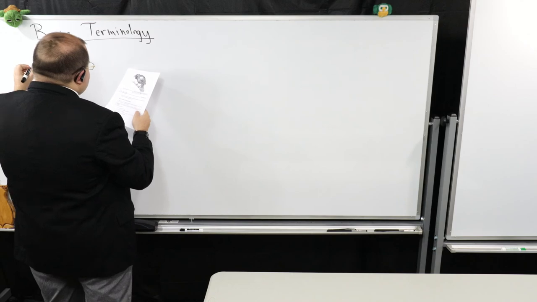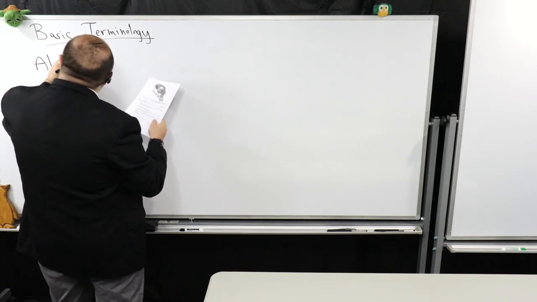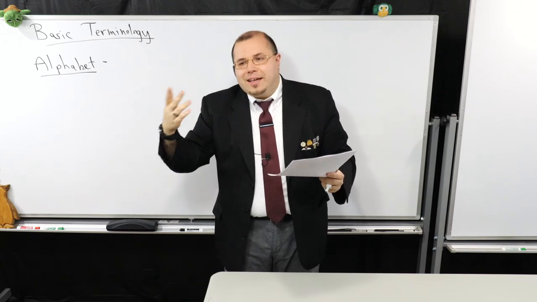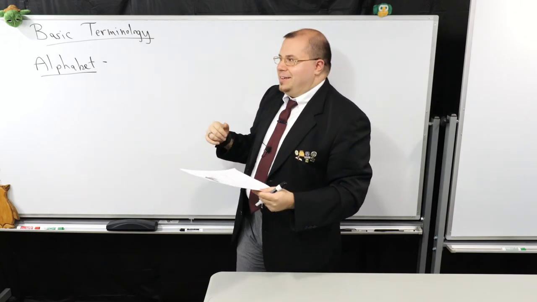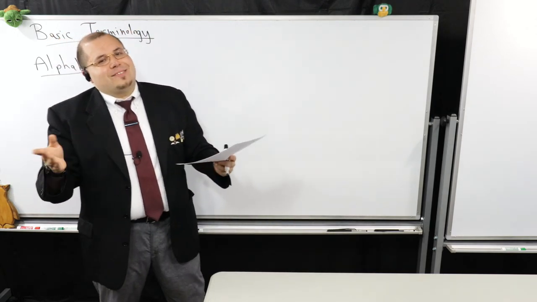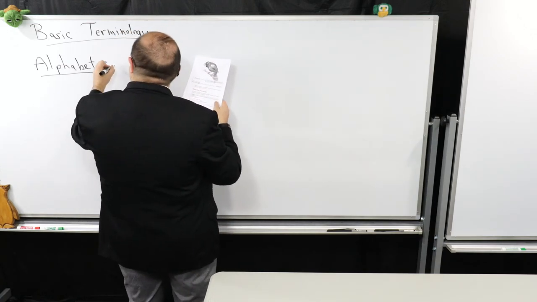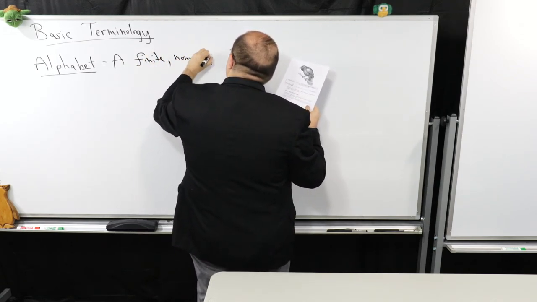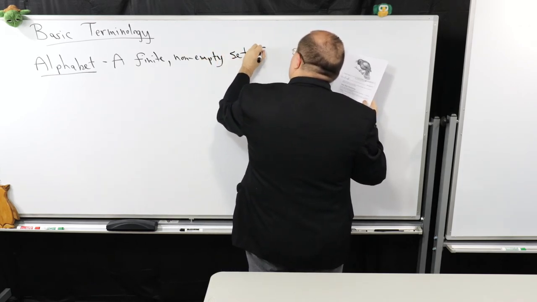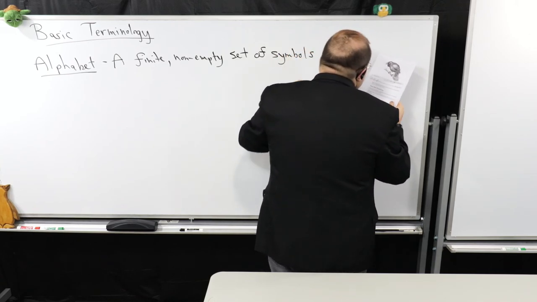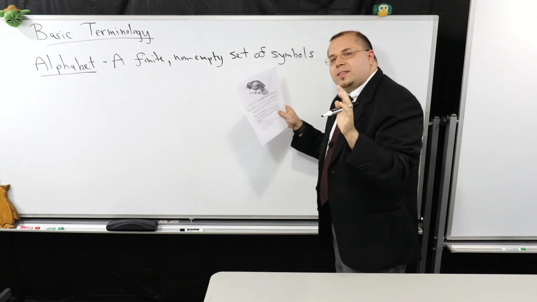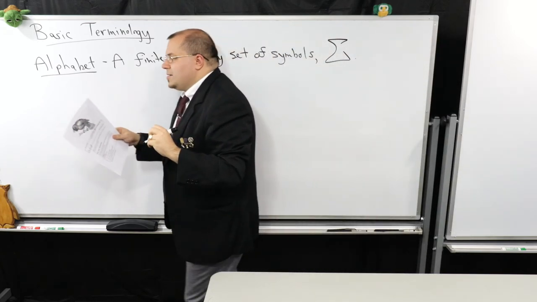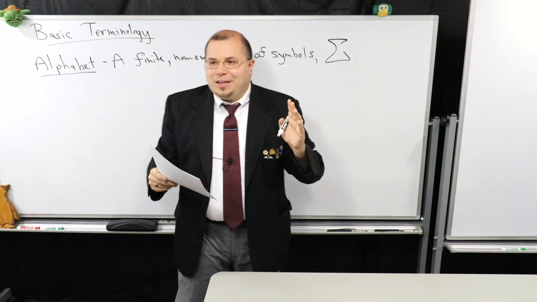So the first thing I'm going to define is something called an alphabet. As the name would suggest, you might know different languages like the English alphabet or other alphabets that exist. If you're thinking about letters or symbols like that, that's the conception of what an alphabet is. It is a finite non-empty set of symbols. Often when I talk about an alphabet later on in this class, I'll use the symbol capital sigma. So if you ever see sigma, I'm usually referring to an alphabet.